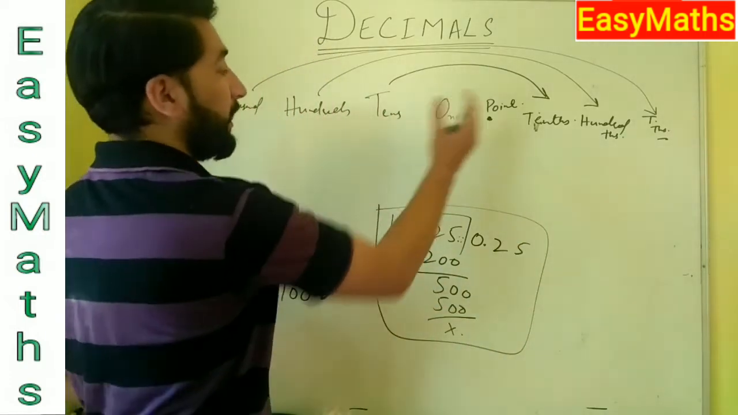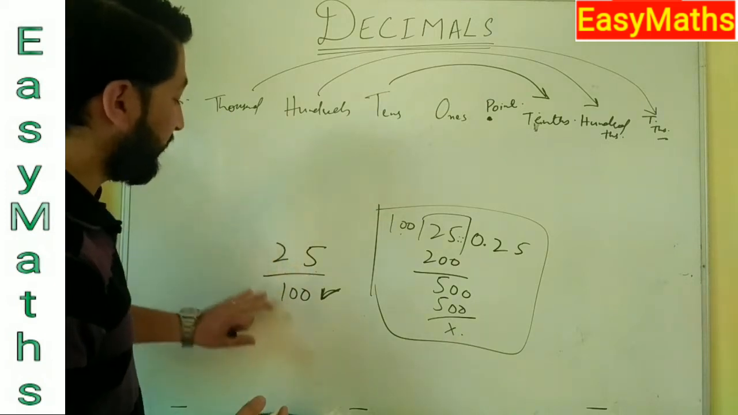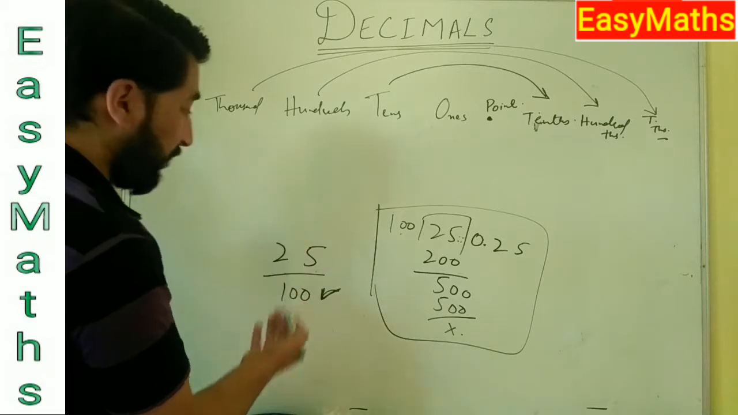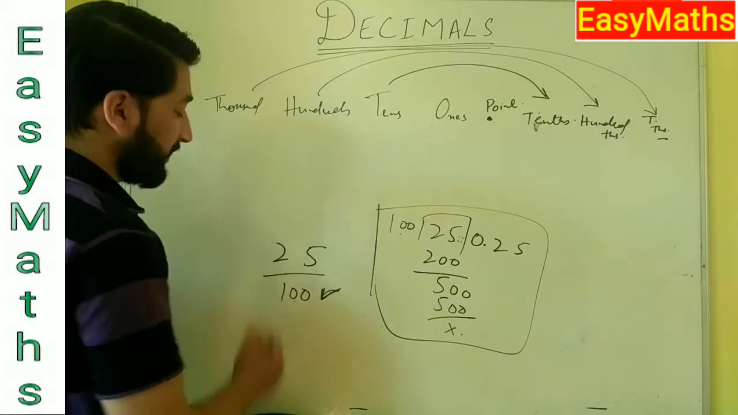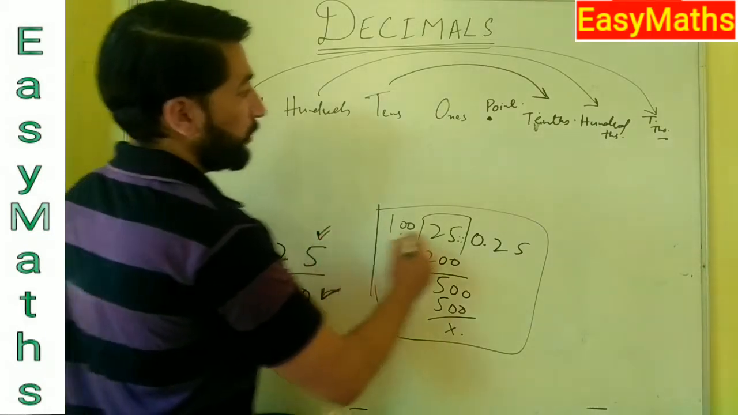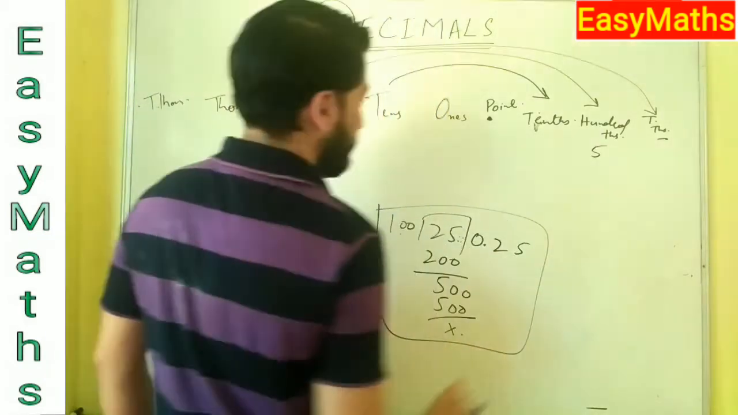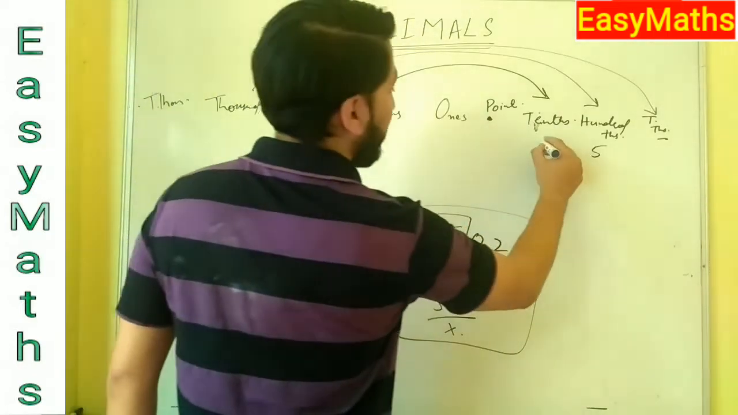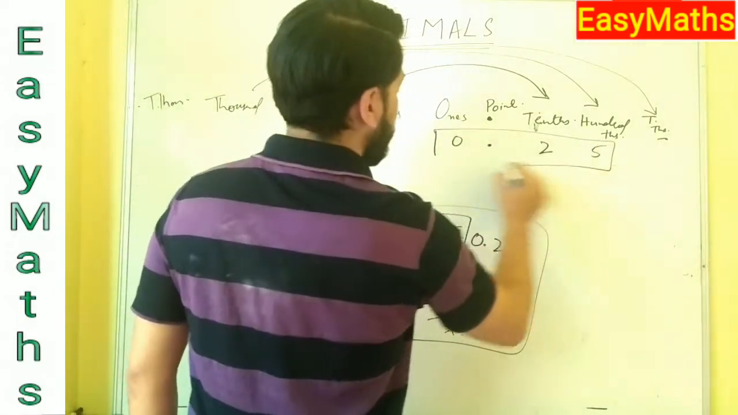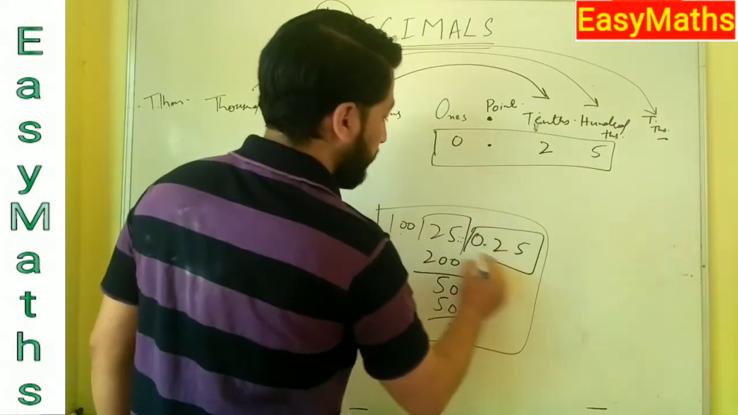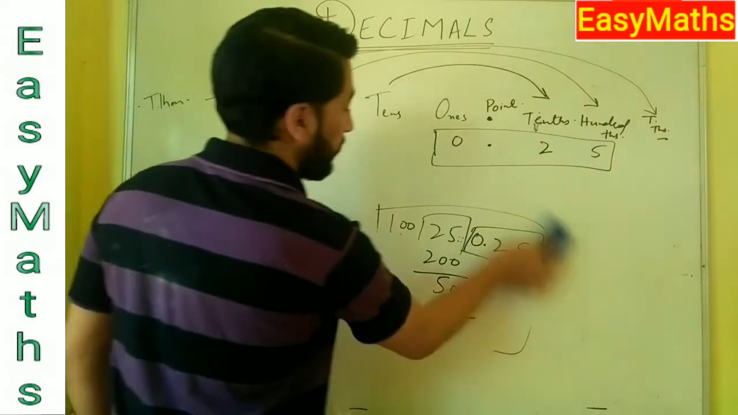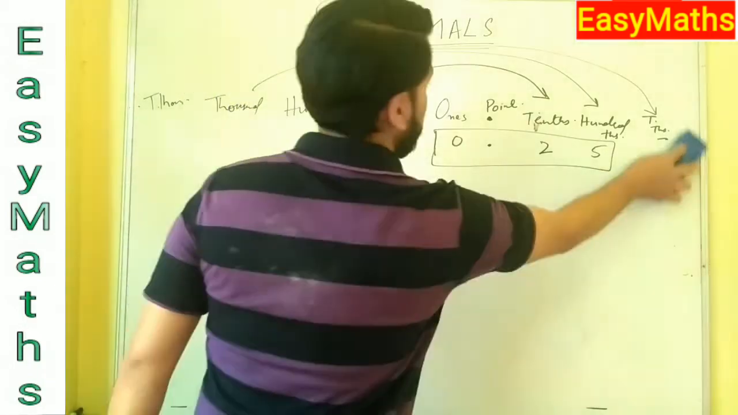How do we find the number that we write instead of this fraction? Here the denominator is 100, so the last digit 5 goes in the hundredths place, and the 2 before that goes in the tenths place, with the point and a 0 before it. So our number will be 0.25, the same as before. Students, this is the way of writing fractions as decimal numbers.